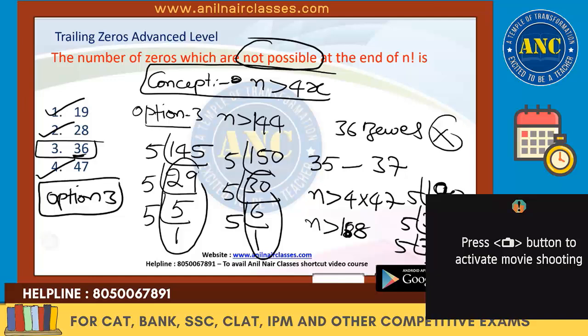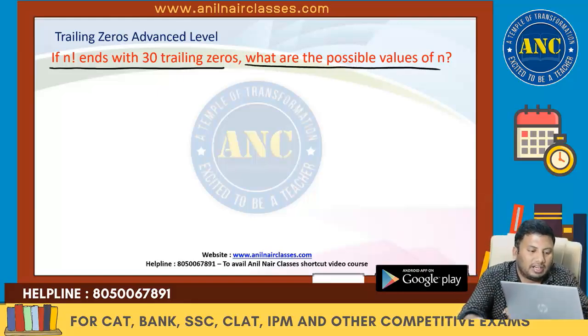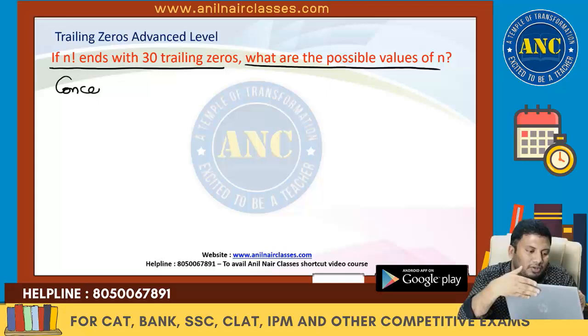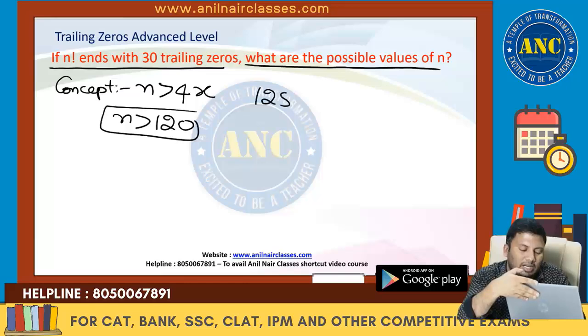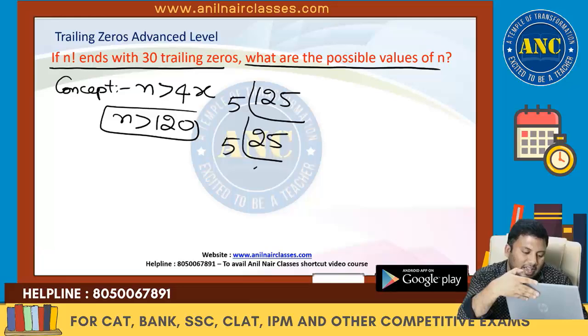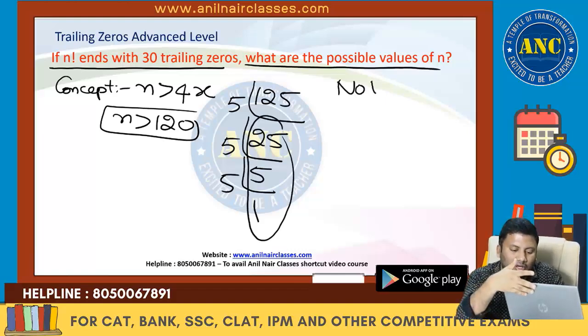Next question. First one answer is 3. Second one. Question number 2. If n factorial ends with 30 trailing zeros, what is the concept we have to use? Concept is n is greater than 4x. So n is greater than 120. If n is greater than 120, what is the multiple of 5 greater than 120? 5 25s are 125, 5 5s are 25, and 5 1s are. 25 plus 5 plus 1, 31. So answer is no value of n exists.